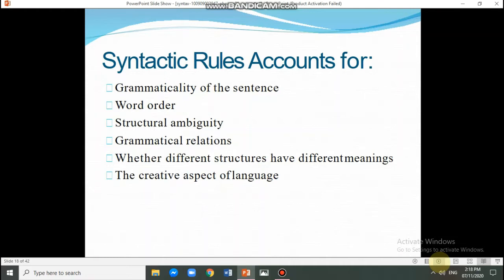And these rules account for the grammaticality of the sentence, ang pagkasakto sa sentence, word order, structural ambiguity, grammatical relations, whether different structures have different meanings, and the creative aspect of language. So these actually are the rules of syntax.